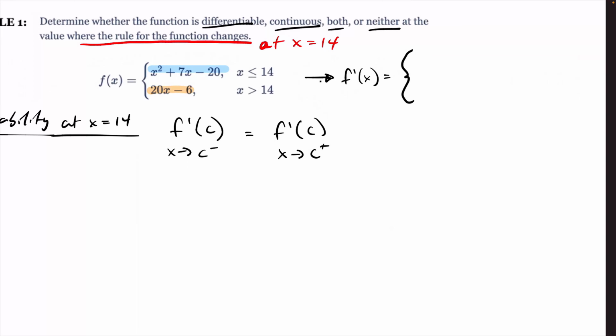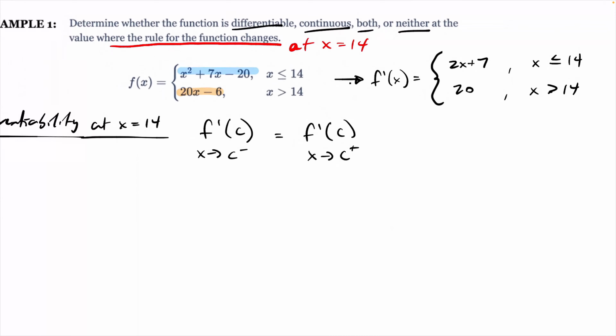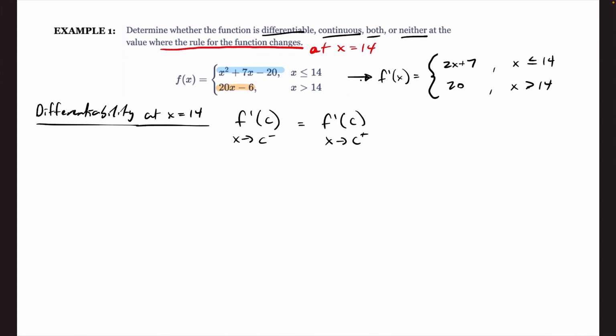Okay. So what's the derivative of the blue? 2x plus 7, right? And it's still true for x is less than or equal to 14. What's the derivative of the orange? 20. And it's still true for x is greater than 14. So when I'm checking differentiability, I'm not going to use the original f of x. I'm going to use f prime. Okay? So let's set it up.